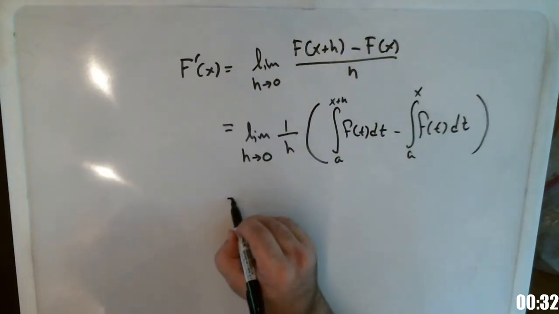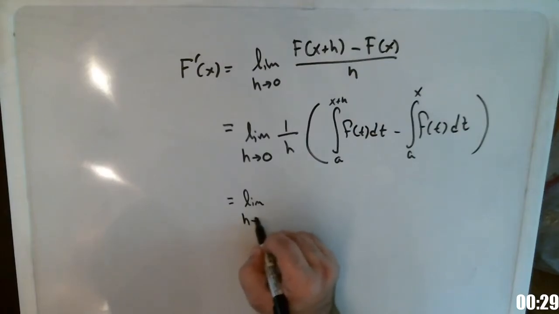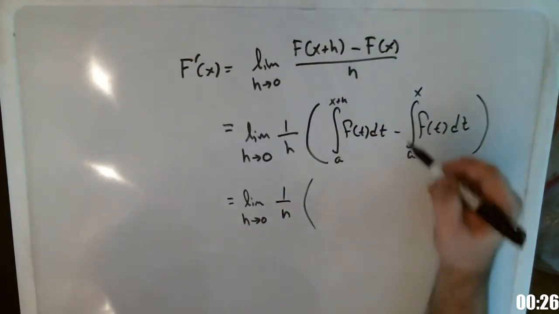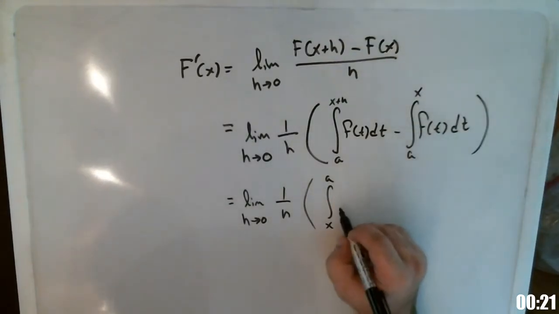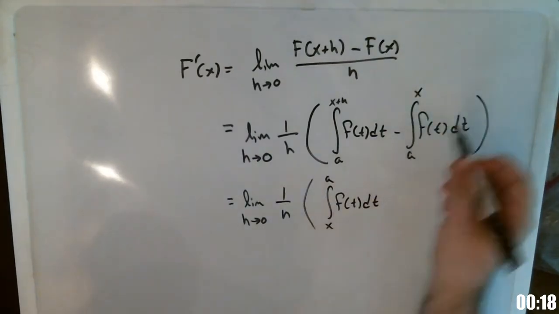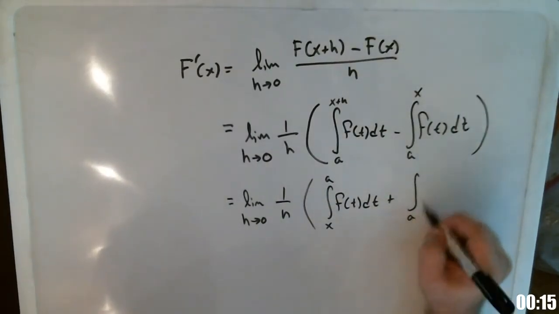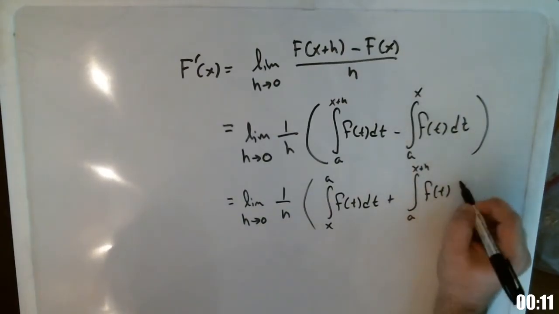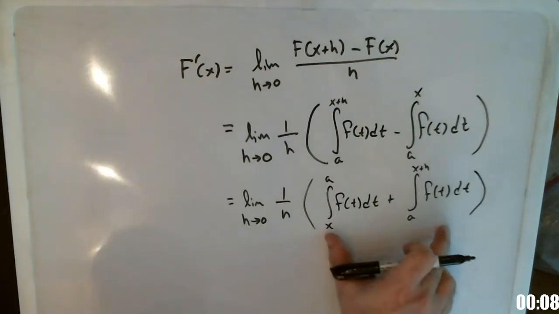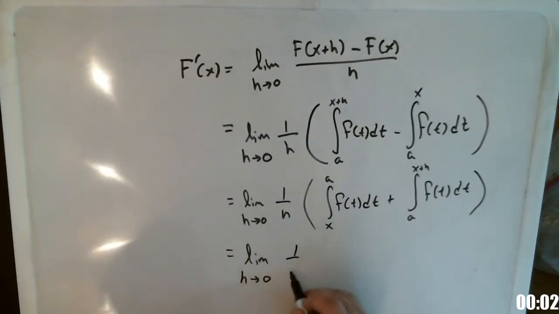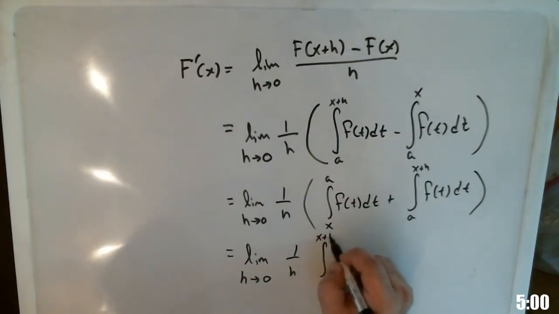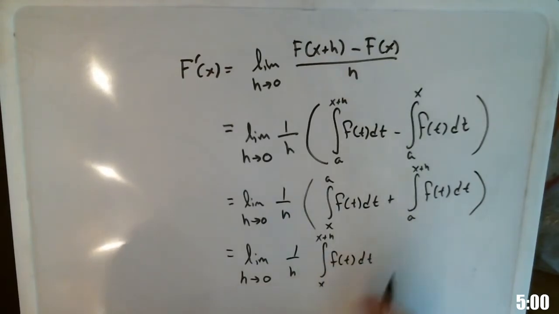Okay? Now what I can do is something really cool. The limit as h goes to 0 of 1 over h of, I'm going to flip this. And then what I can see here is I'm going from x to a, that's this one, f of t dt. The minus sign is gone because I reversed the order, plus the integral from a to x plus h, f of t dt. Now, by the integral rules, I can squish those together into a single integral that looks like this, x to x plus h, f of t dt. And this is exactly the definition right here of the average value.